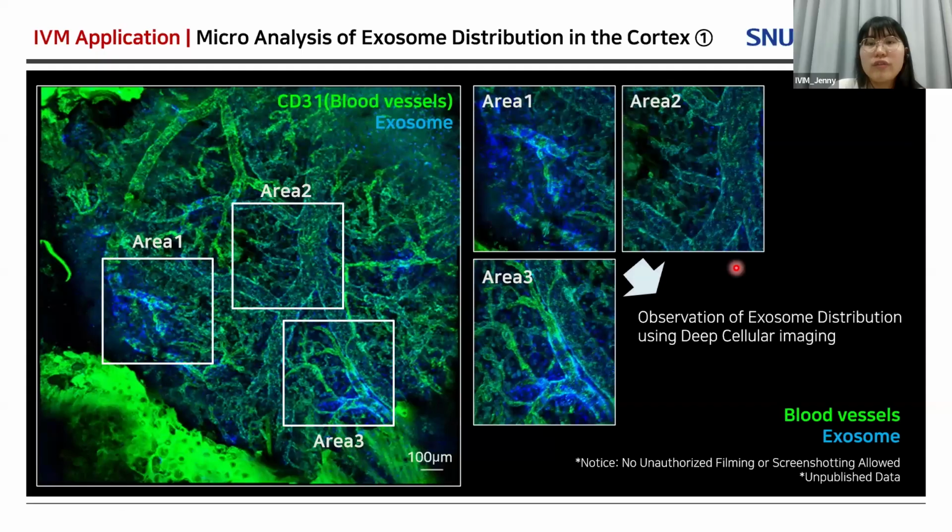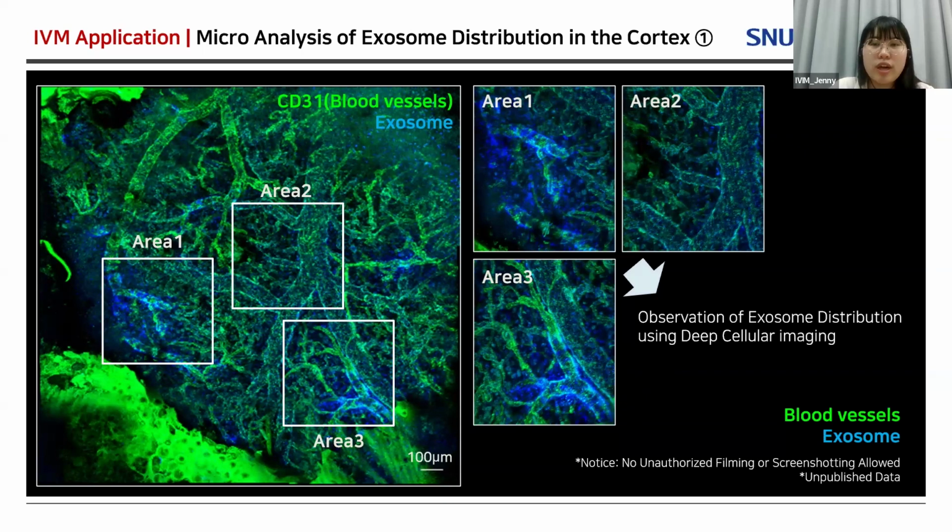And here are the results of the experiment. In vivo imaging utilizing intravital microscopy was done at 24 hours post-injection of the exosomes. And as reference, the blood vessels were labeled with a green fluorescent signal, and the exosomes were labeled with a blue fluorescent signal. In areas 1 and 3 in the mouse brain, we could observe the localization of the exosomes around the blood vessels of the cortex, and the distribution pattern was close to a smearing type pattern.